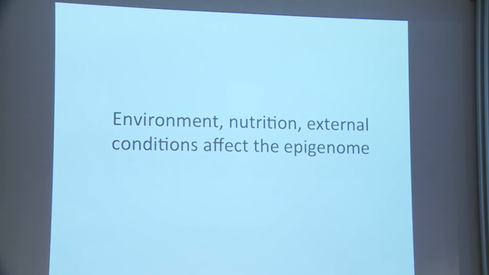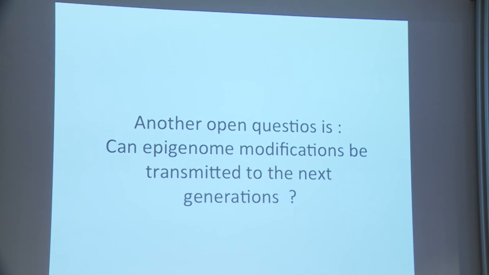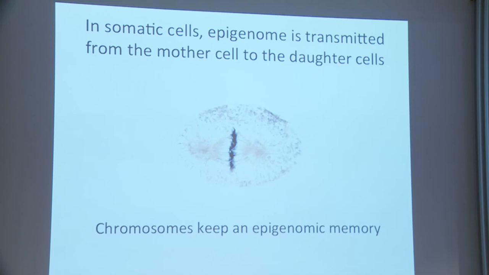Now, another very important question, and this one is not solved at all, is can epigenome modifications be transmitted to the next generations? Now, if we take a somatic cell, like for example, we have a culture of fibroblasts, so differentiated cells, then all the daughter cells of this fibroblast will be fibroblasts, which clearly indicates that the epigenome is transmitted from the mother cell to the daughter cells. Despite the fact, and I think it's a very interesting question actually, that during mitosis, the chromosomes are highly condensed. It's the most condensed form of the chromosome. And despite this fact, they maintain this information. And actually, we don't know how.